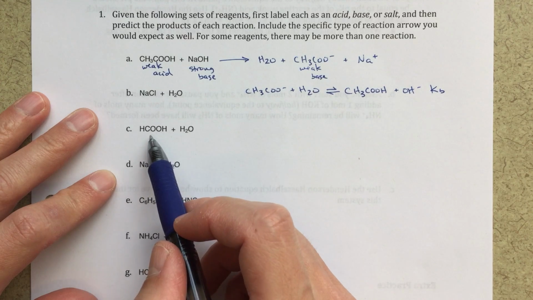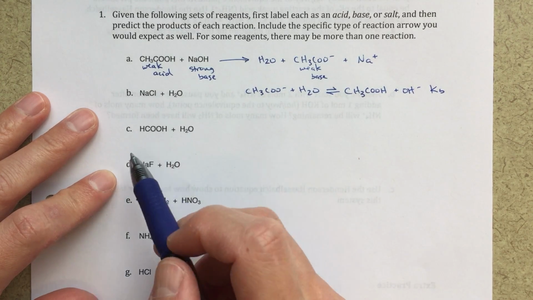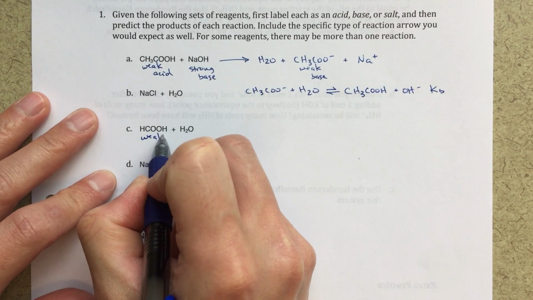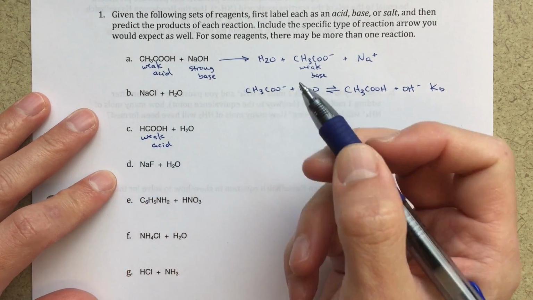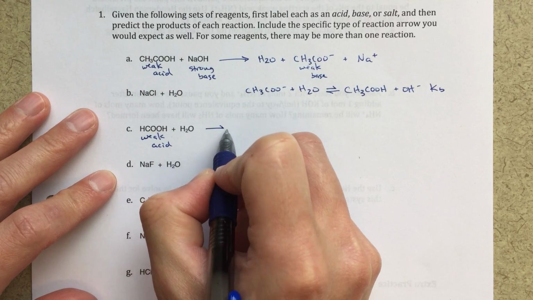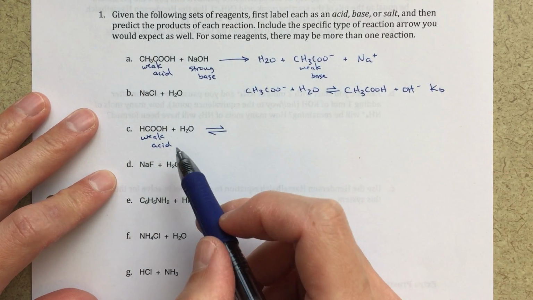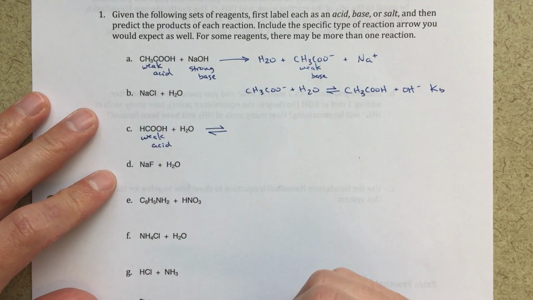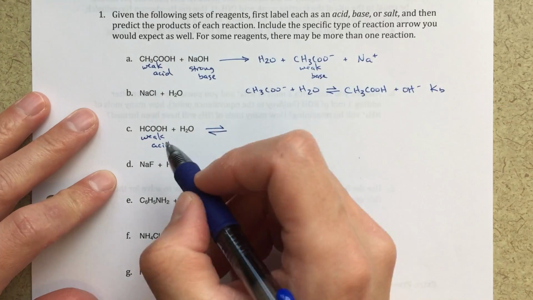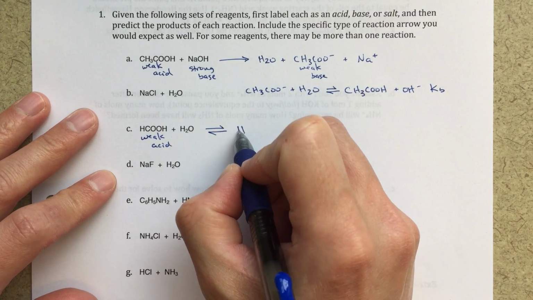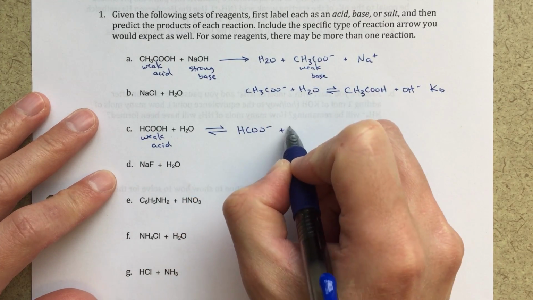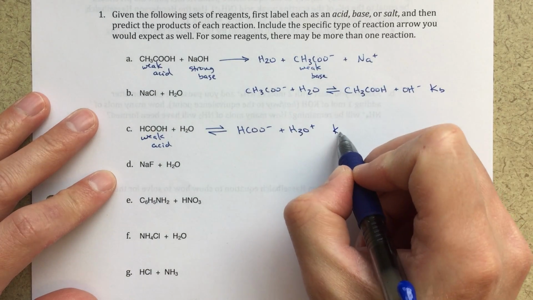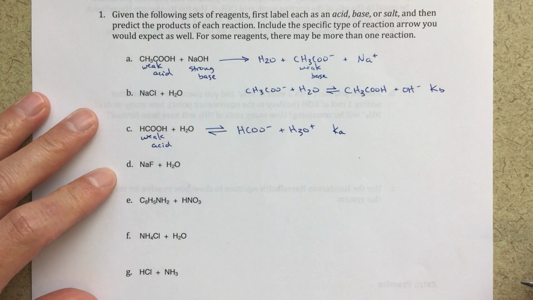The next one, HCOOH plus water, this is going to be a weak acid. So we're going to label that as weak acid. H2O is obviously water. And this is going to be an equilibrium reaction. So this is just putting a weak acid into water. I can recognize it as a weak acid. The COOH is the giveaway there. And we're just going to write this out, follow a Ka. So HCOO- plus H3O+. I'm putting H3O+ since I've got the water in there. And again, that would follow the general form of a Ka.